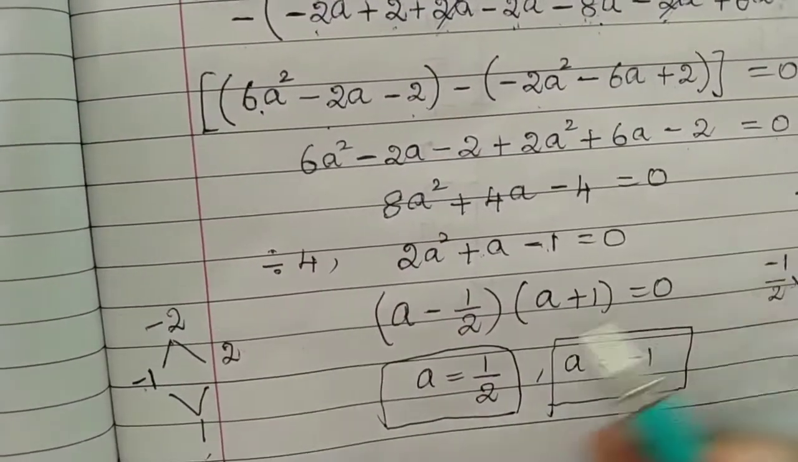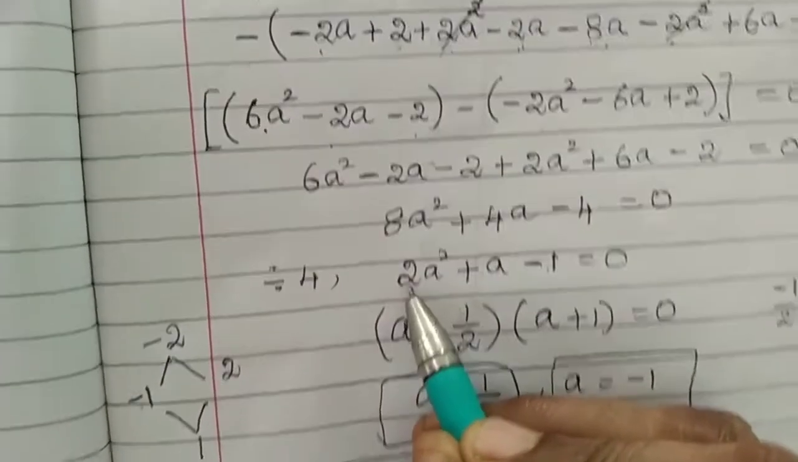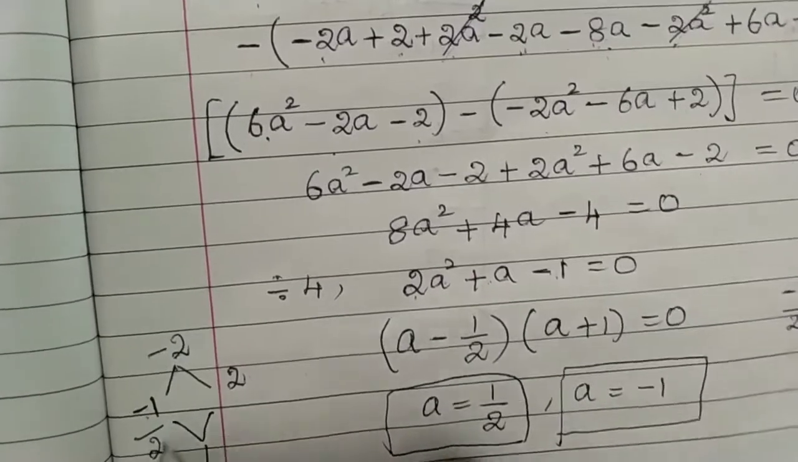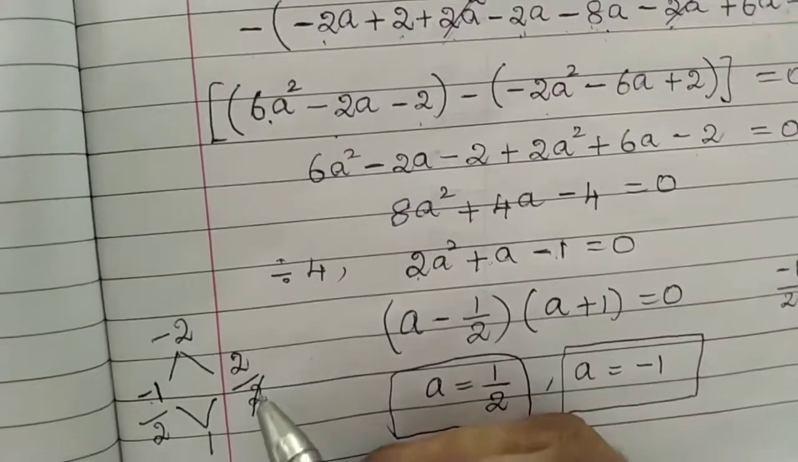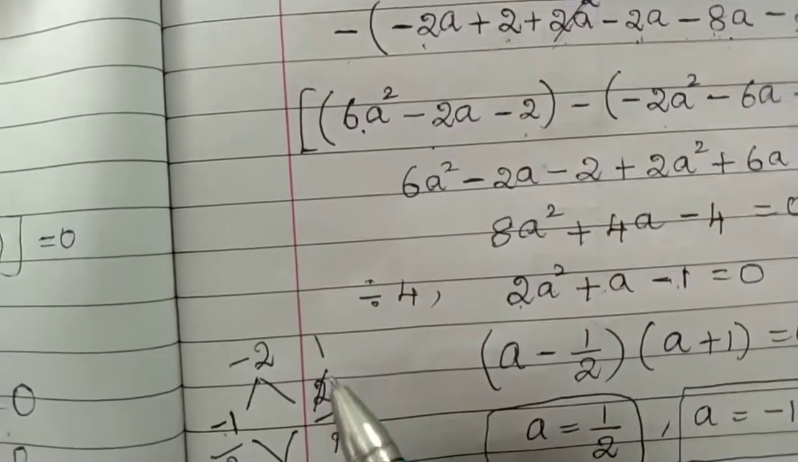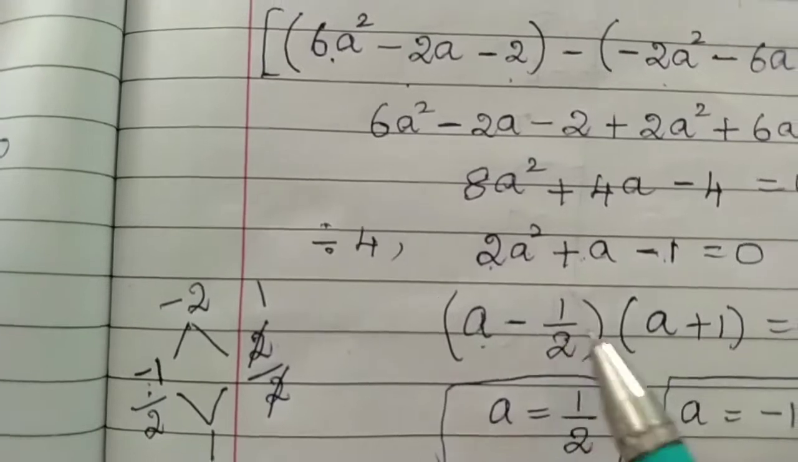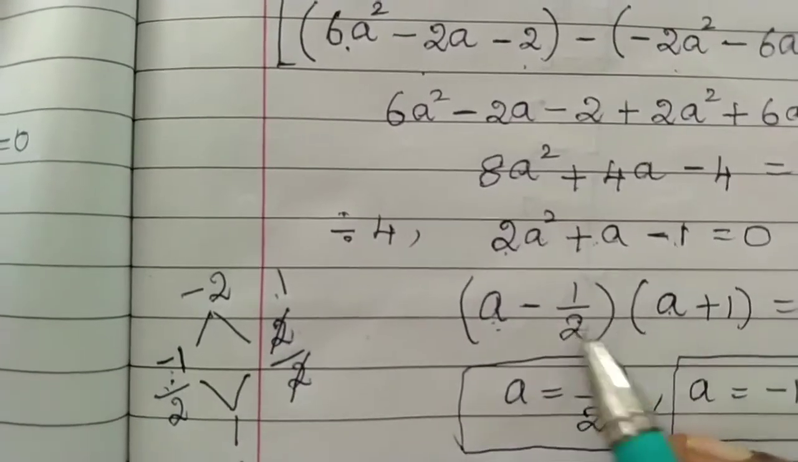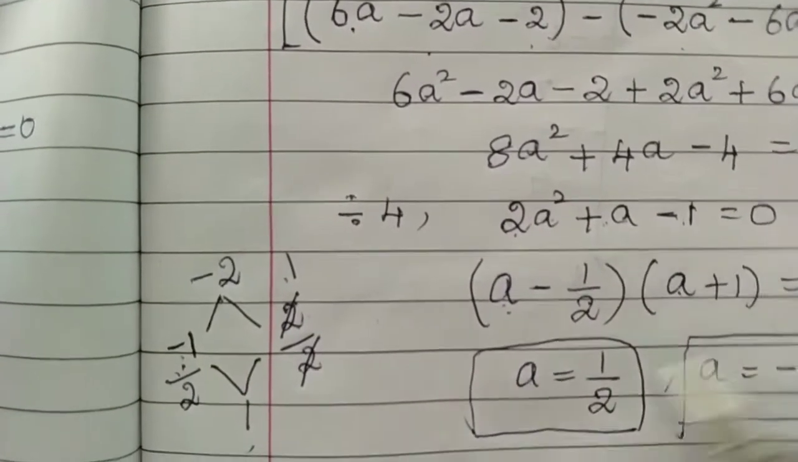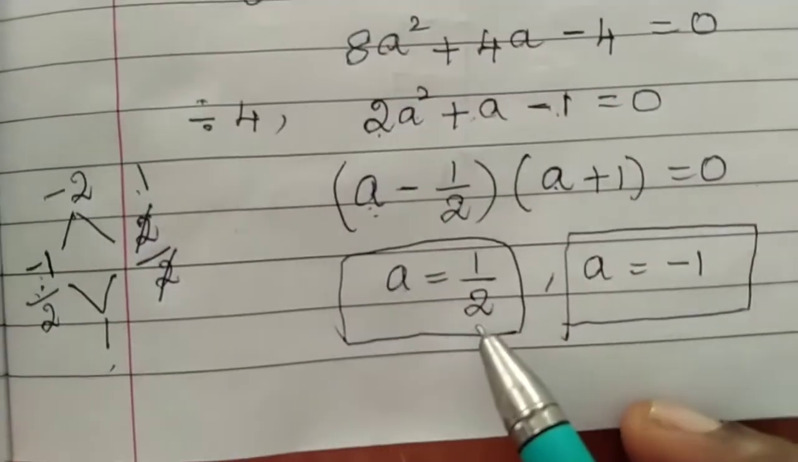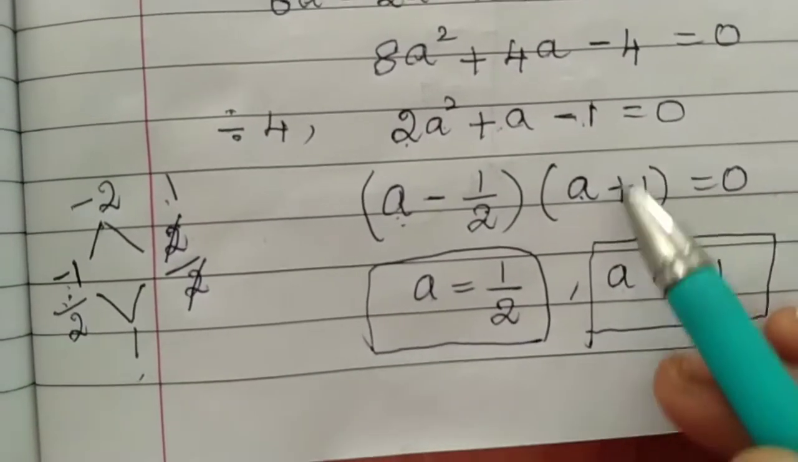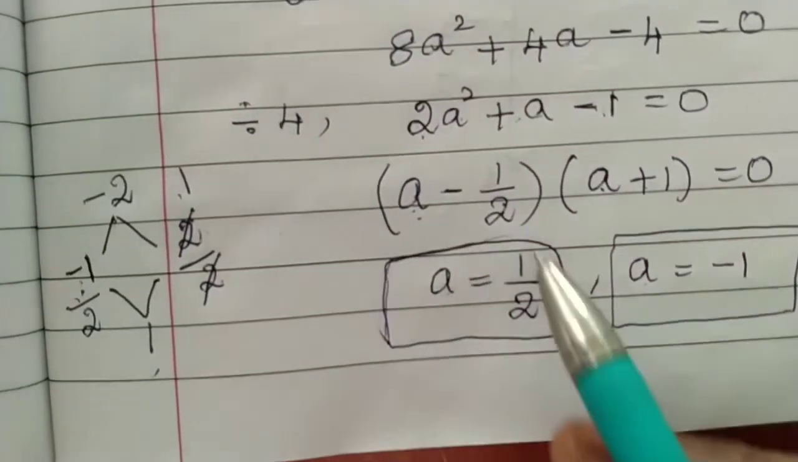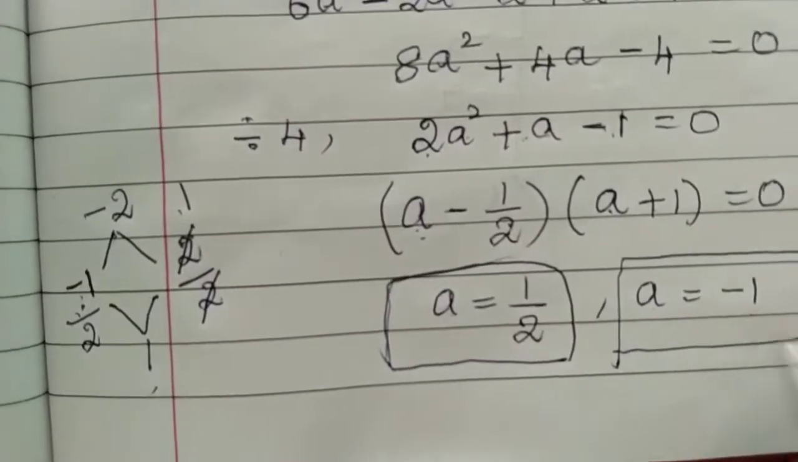Okay. And a square coefficient 2 divided by 2. 2 cancel, the value is 1. Simply write a minus 1 by 2 a plus 1. Listen, a minus 1 by 2 a plus 1 equal to 0. A equal to the minus 1 by 2 go to that side, plus 1 by 2. A equal to plus 1 go to that side, minus 1. But the value of a is a equal to 1 by 2, a equal to minus 1.